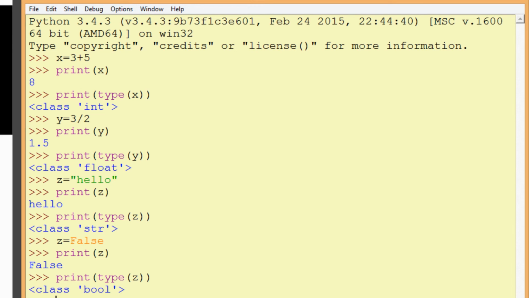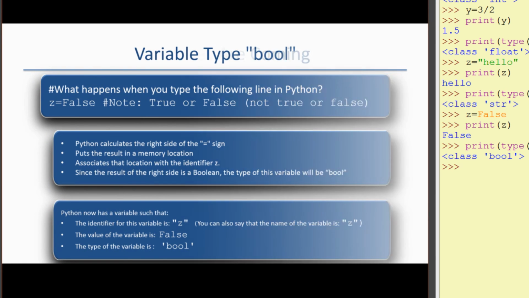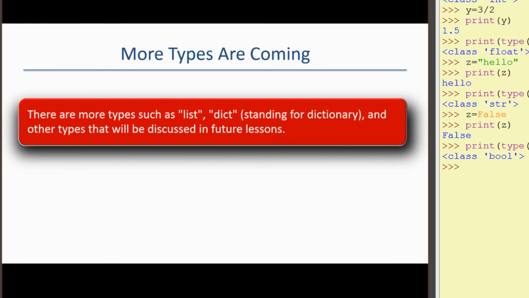Also notice that z was previously defined as hello and its type was a string. However, since in this line you said z is equal to False, Python automatically associates the value False with z, so the previous value of z, which was hello, is now gone and its new type would be a bool. And this is automatically done in Python and you don't have to worry about it. So is this it? Is this only 4 types of Python? No, of course not. There are more types such as lists, dictionaries, tuples, and some other types that will be discussed in future lessons.